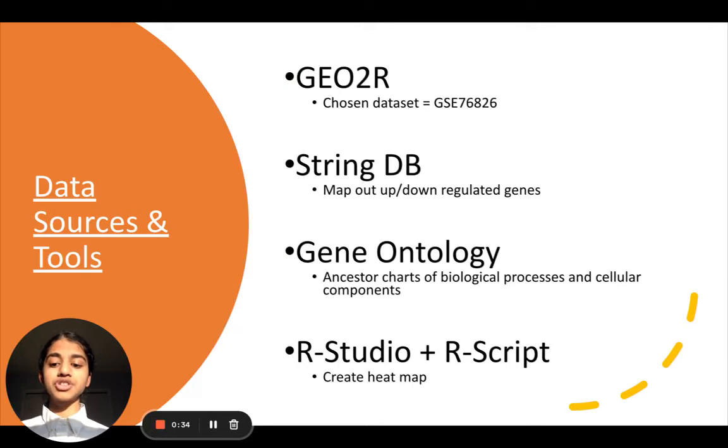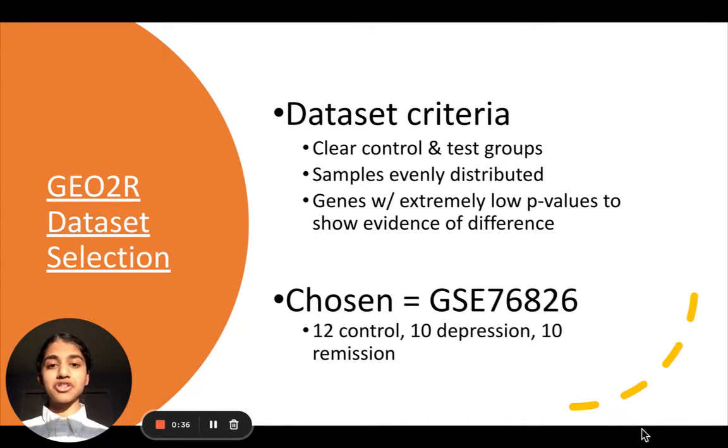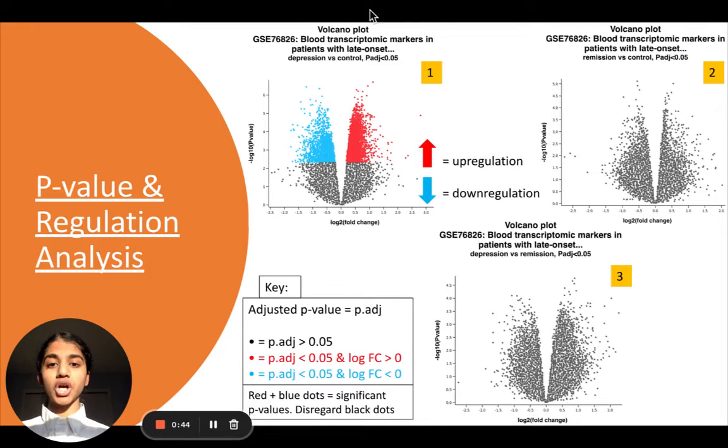These are the tools I used. With this chosen dataset, I did 3 comparisons with GEO2R: depression versus healthy, remission versus healthy, and depression versus remission. Only the depression versus control graph depicts genes with p-values under 0.05, meaning they're statistically significant.